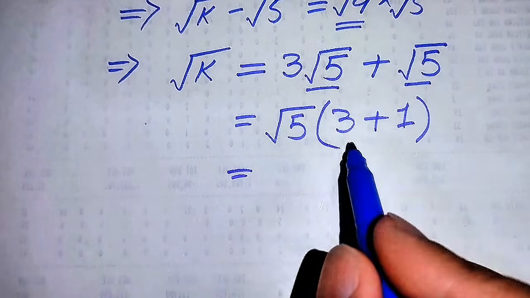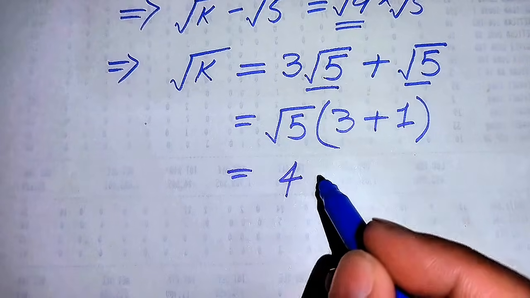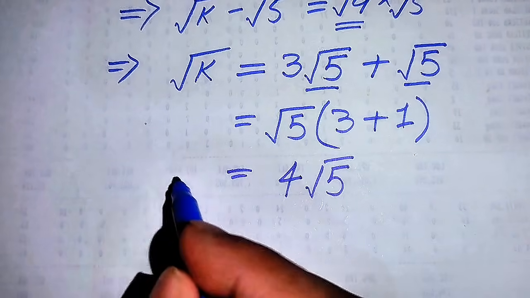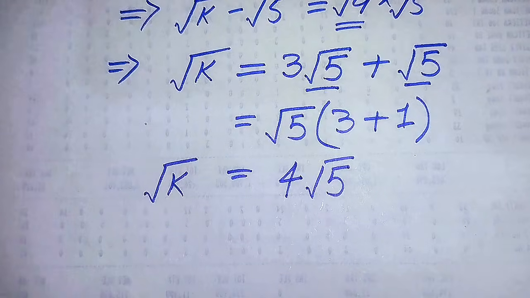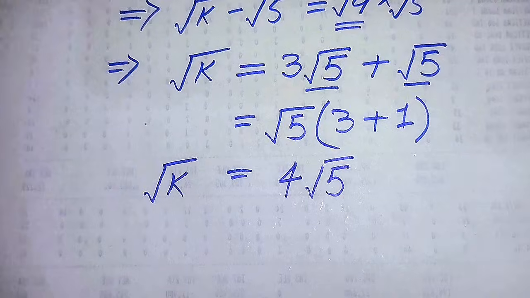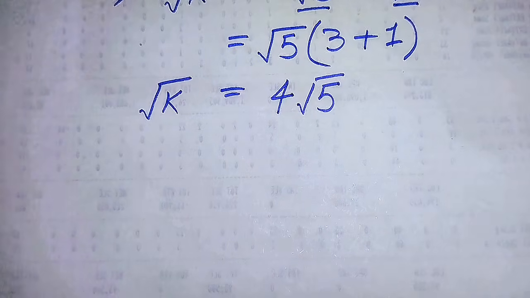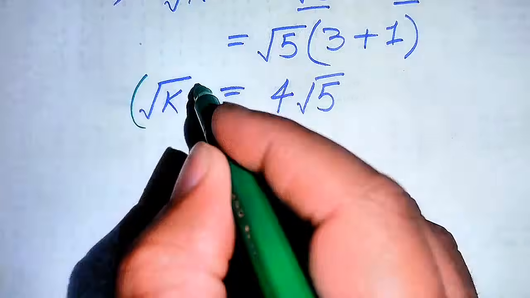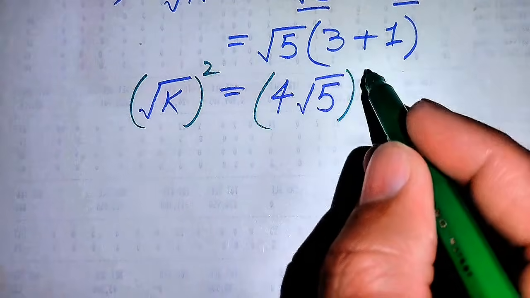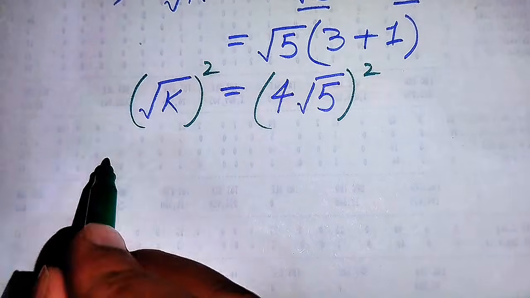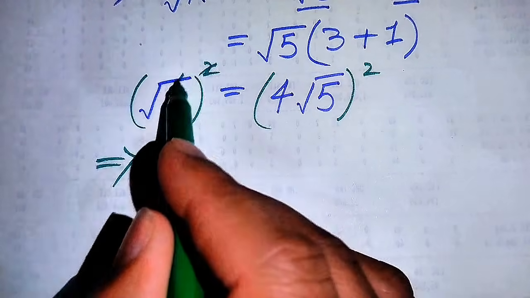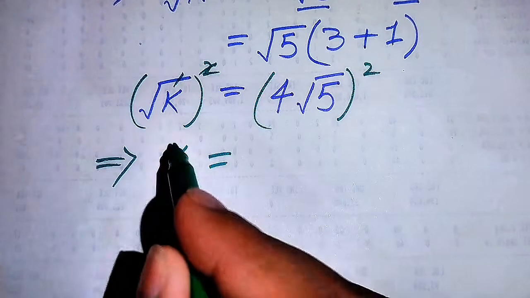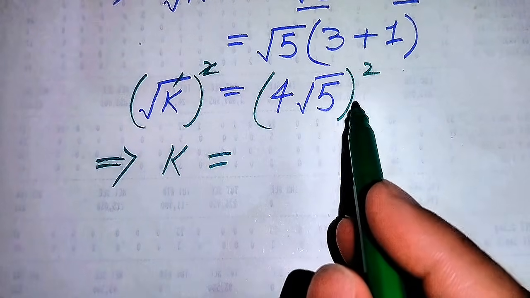Now 3 plus 1 becomes 4, times square root of 5, and on the left hand side we have square root of k. You remember that our target is to find the values of k. For this we need to remove the radical sign from the left hand side. In order to remove this radical sign, we need to square both of the sides. When we apply squaring on both sides, the 2 and this square root cancel out each other, and we get k is equal to, here we use another square law.